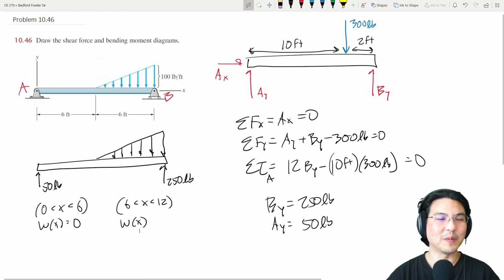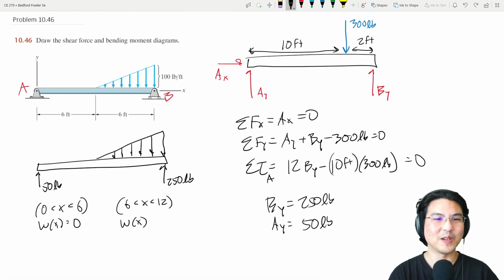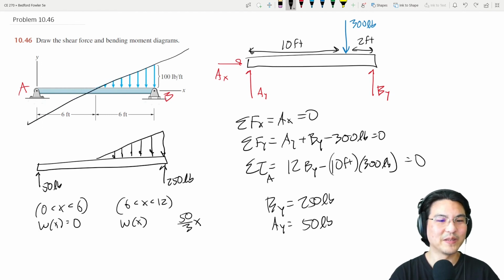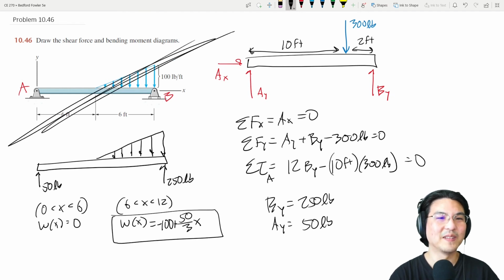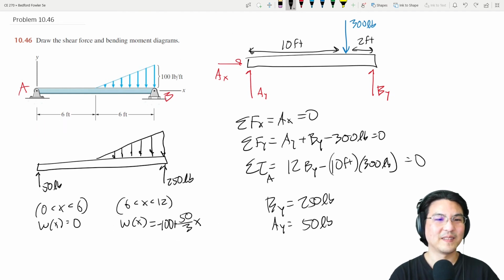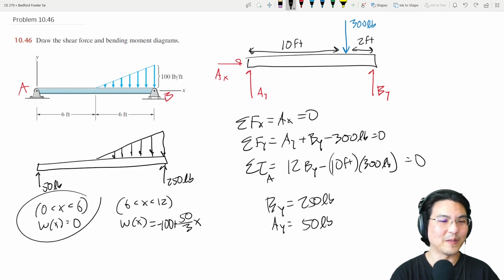So let's maybe make an equation for that. So the slope is rise over run, so 100 over 6. I'll just write 50 over 3. And then the y-intercept is over here, negative 100. So the loading curve is minus 100 plus 50 over 3x. This function is this function. Okay, so we got the loading curve here and here.